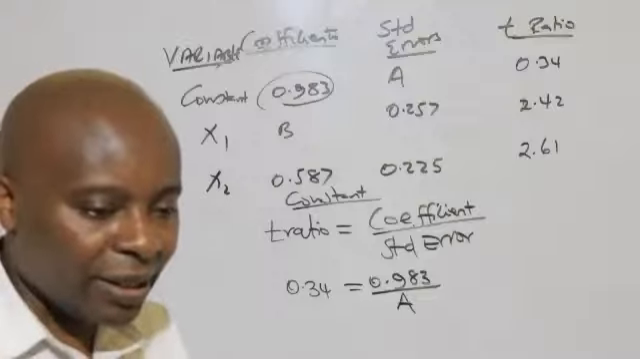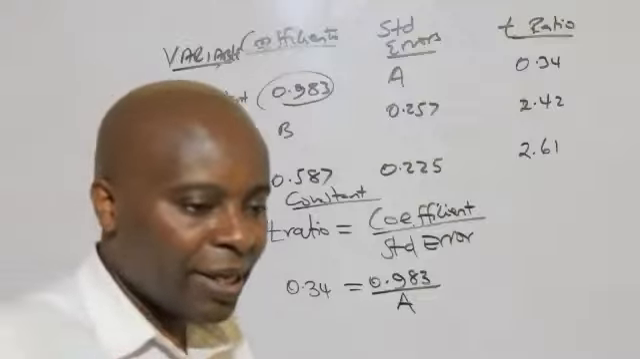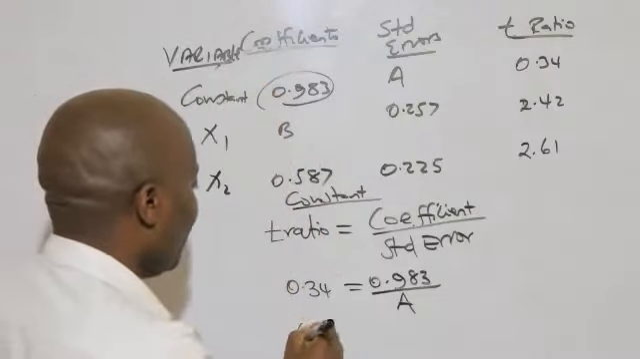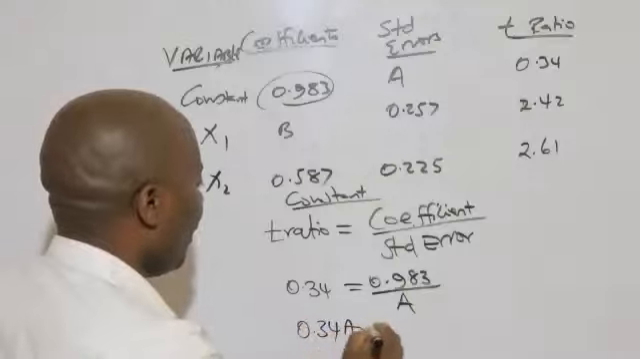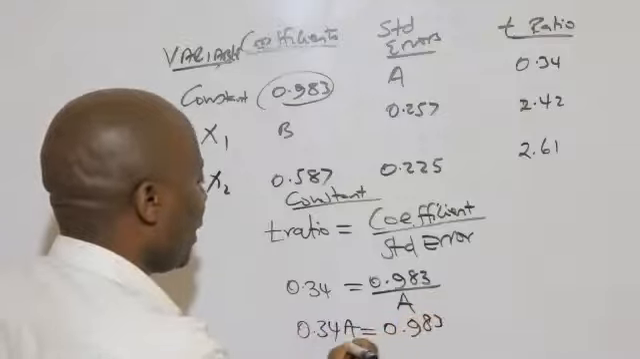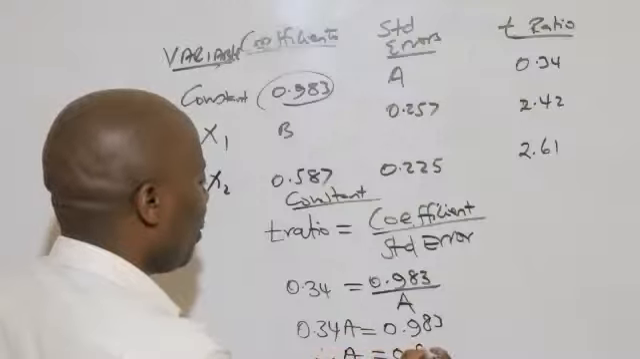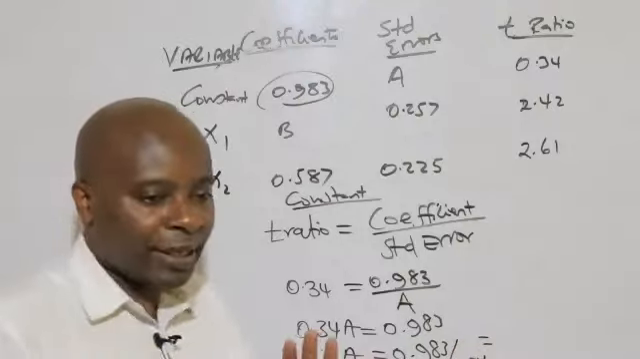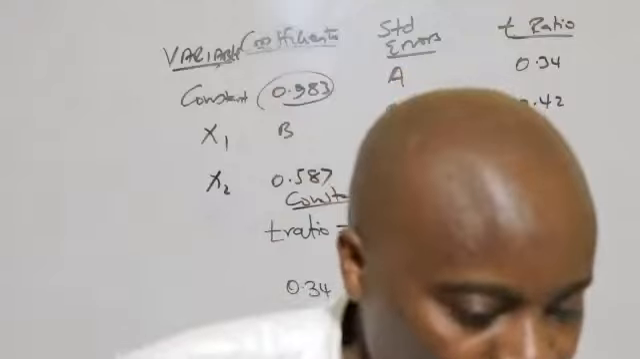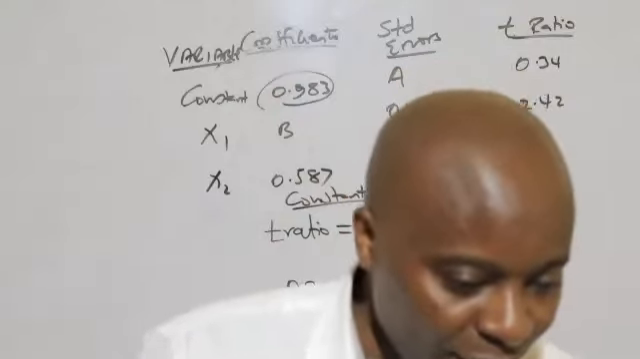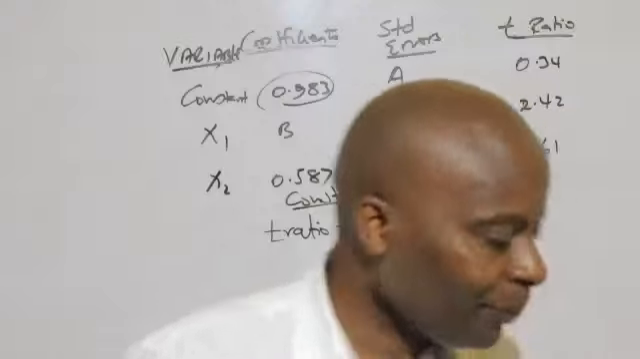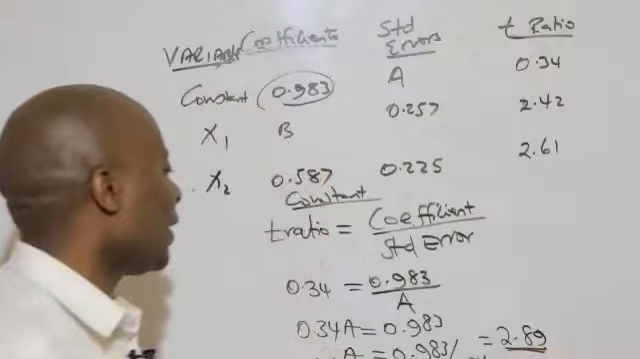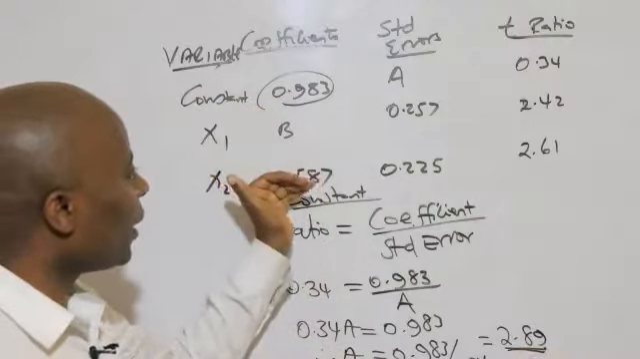So if you try making A the subject of the formula, then this will be 0.34A equals 0.983, implying that A will be 0.983 divided by 0.34, which will be equal to what in terms of 2 decimal places? I'm being given a figure of 2.89 by Edith. And this gives me 2.89 there. So we've been able to evaluate the constant.